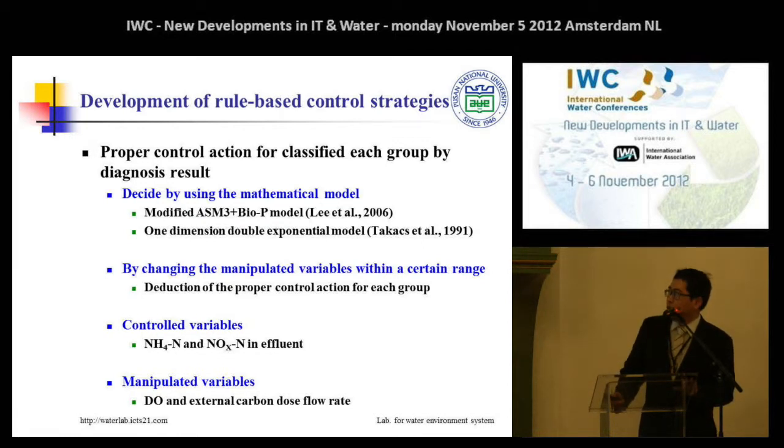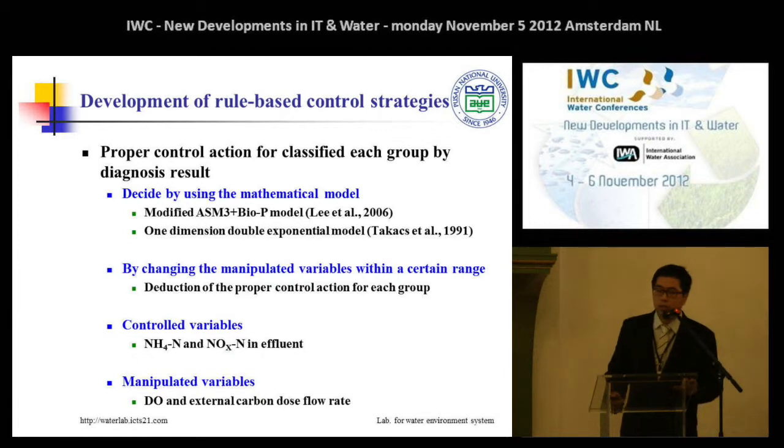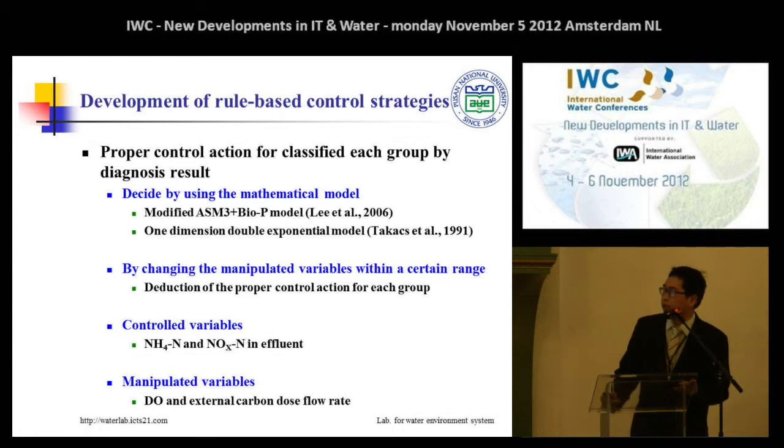In the case of the development of rule-based control strategies, the proper control actions for each group classified by the diagnosis result were decided by using mathematical models. In this study, the modified ASM3 bio-P models were selected to describe the biological reactors, and one-dimensional double exponential models were selected to describe the secondary settlers. And by changing the manipulated variables within a certain range, the proper control actions for each group could be deduced.